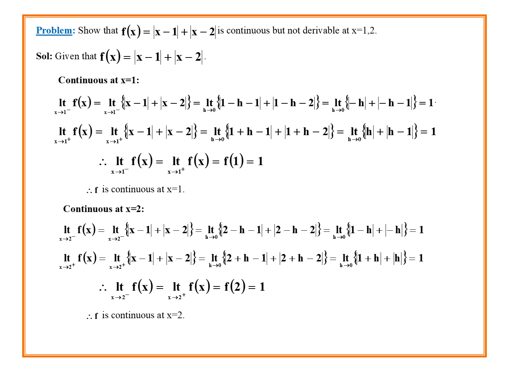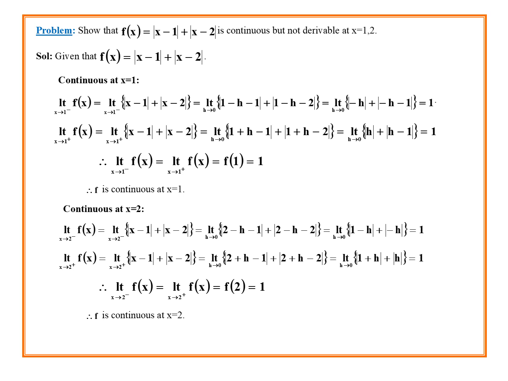So first we are proving continuous at x equals 1. Limit x tends to 1 minus f of x equals limit x tends to 1 minus, the given function, mod x minus 1 plus mod x minus 2. That equals, applying the limit h tends to 0, mod 1 minus h minus 1 plus mod 1 minus h minus 2. That equals limit h tends to 0, mod minus h plus mod minus h minus 1. So here plus h and minus h get cancelled. The value is plus 1.